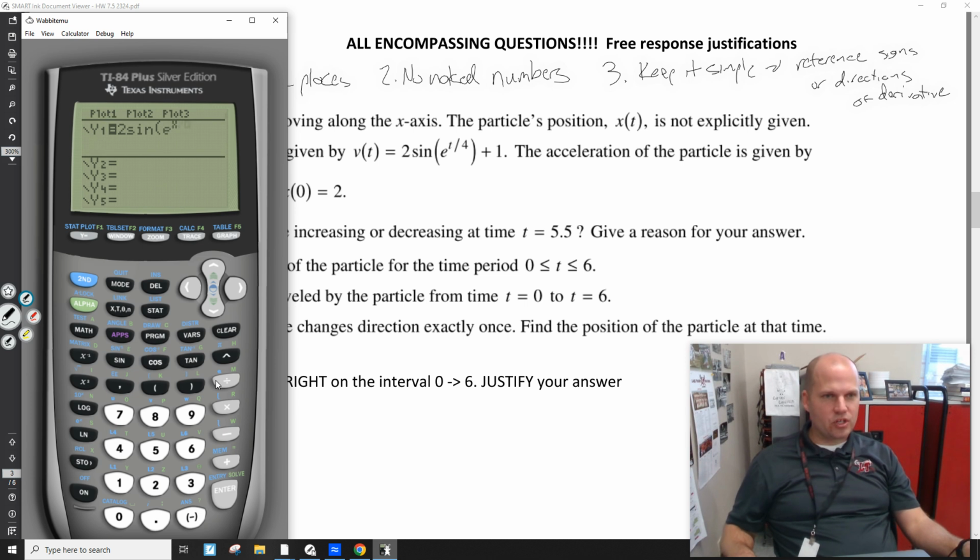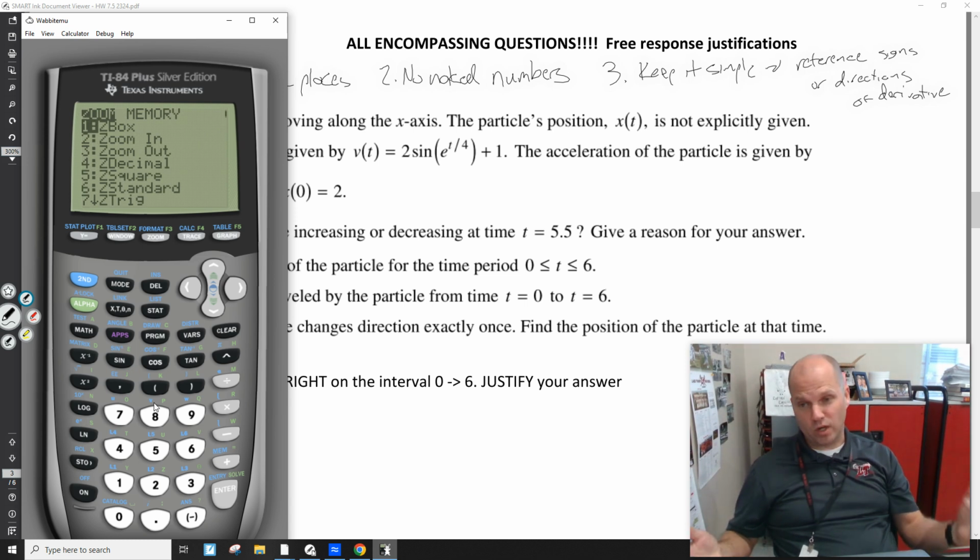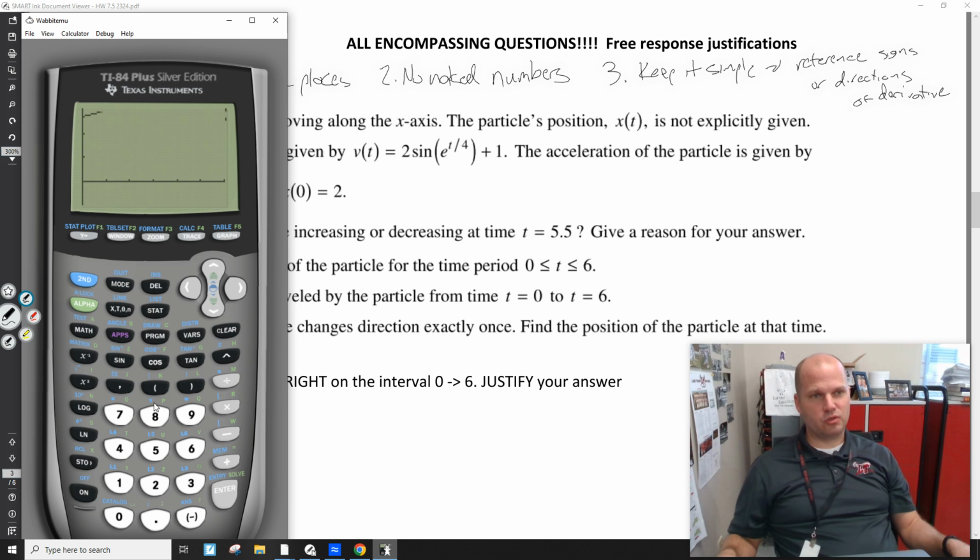You got to make sure you type things in correctly with the proper parentheses. We like to graph y equals 0. We like to adjust our window from 0 to 6. We like to zoom fit. You hope for 1 sign change. If you get 2, you say shucks.